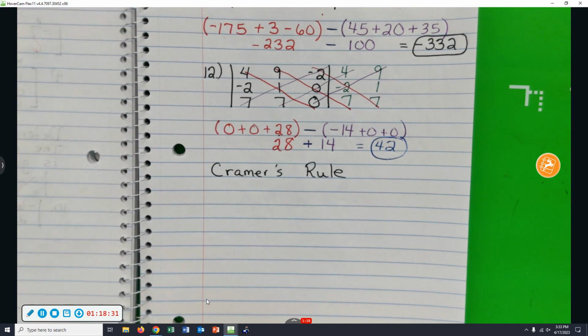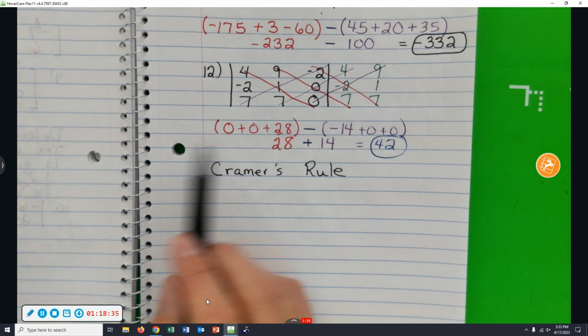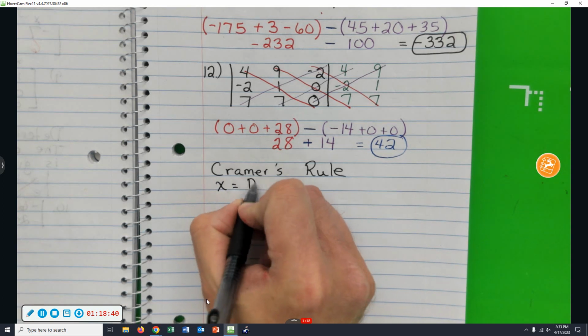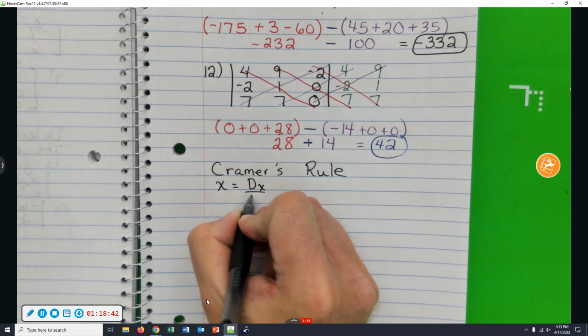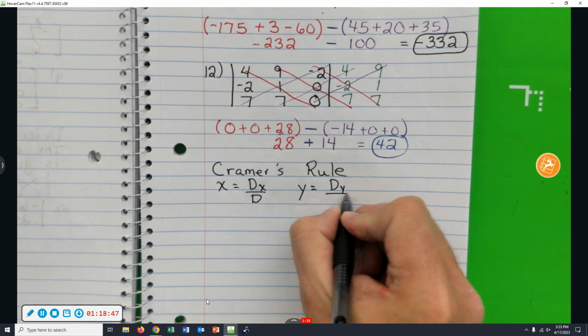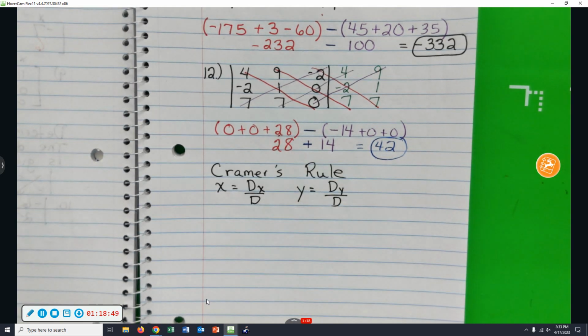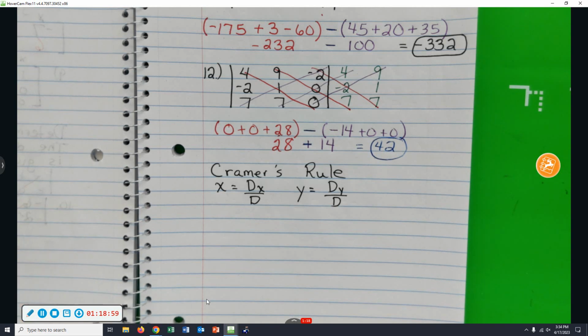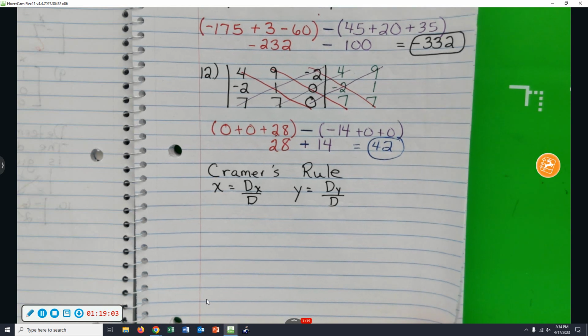Instead of substitution or elimination, and if someone asked you, poor Cramer, he gets a bum rap. He was a famous mathematician in his day. He's probably rolling over in his grave that the only thing he's remembered for is x equals Dx over D and y equals Dy over D. There's Cramer's rule, and you think, well, what the heck does that mean? That's what I've got to illustrate on the next example.